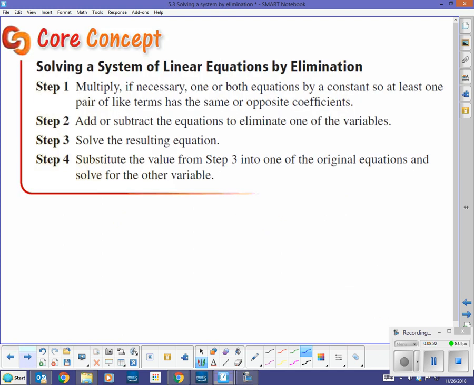So here's a little recap. Get this in your notes. You might want to pause the video here. The first step is the if necessary: if you don't have opposite coefficients in your like terms, make sure that you check that first. You'll have to do that, and then add or subtract, and then solve the resulting equation, and then go from there. Okay, so get this in your notes. Pause if you need to.